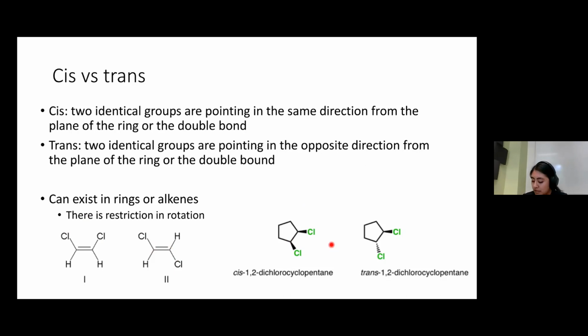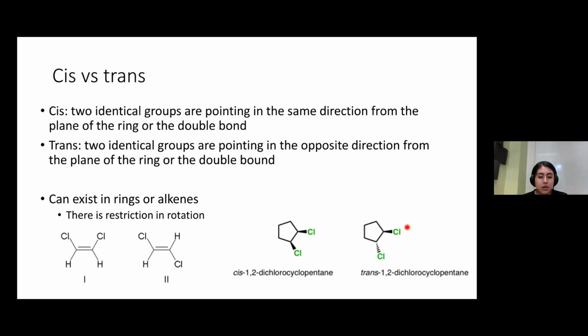In this case over here, does someone want to say how we know these are cis? Because it says right here that it's cis, but how do we know it's cis if we don't have a double bond? Just give it a try. You can also message me. So if you look at this one right here, what is different between these two? How can we tell which one's cis and which one's trans?